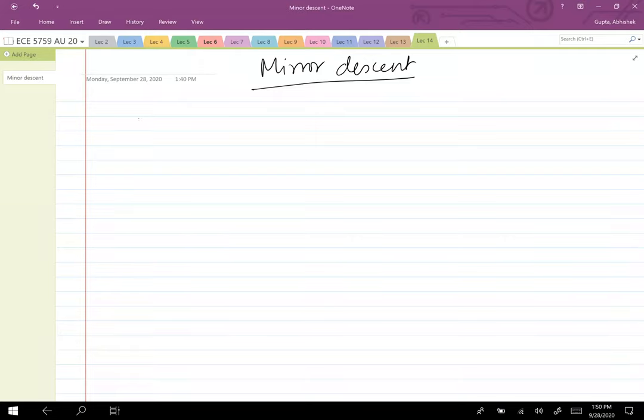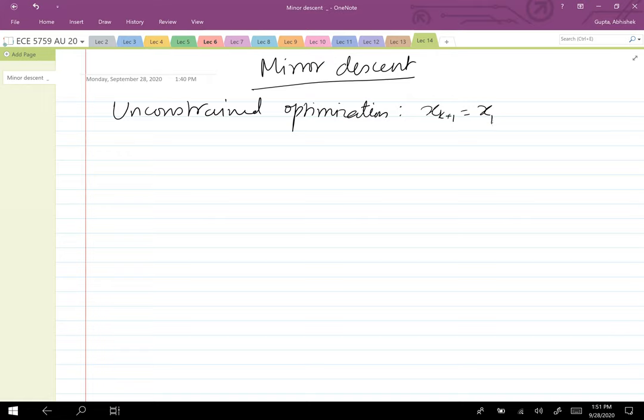So the unconstrained optimization, if you remember, we basically noted that our algorithm should be something like x_{k+1} equals x_k minus alpha_k D_k gradient of f(x_k). Alpha_k is the step size, D_k is a positive definite matrix, and the gradient of f is evaluated at x_k. Okay, so now let me write the following equation.